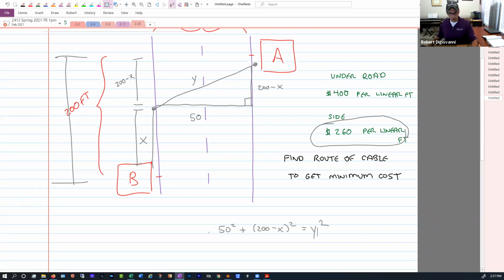And so if I solve for Y now, I can take the square root on both sides and I get this. That's what Y is. Y'all still with me?